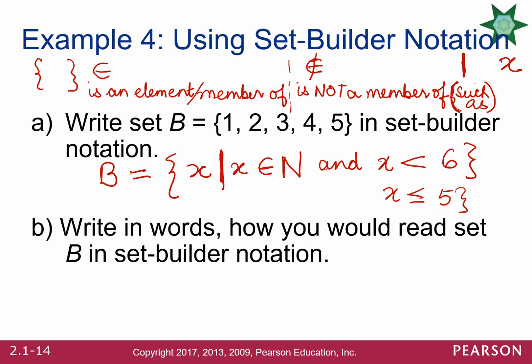All right, so let's read what we've written out. We read it as B is a set of values x, such that x is an element or a member of the natural set, and x is a value less than 6. Now the fact that we said it belongs to the natural number set means it should start with a 1. All right. So in the next slide, let's see how they worked out the same question.